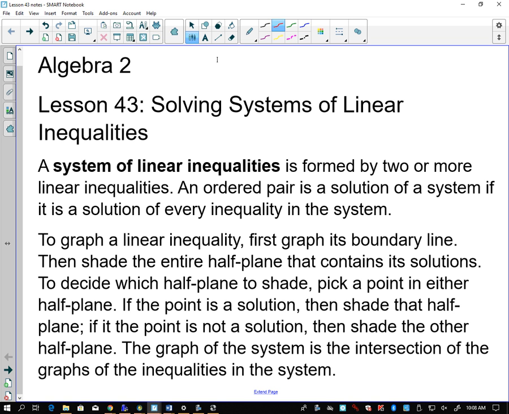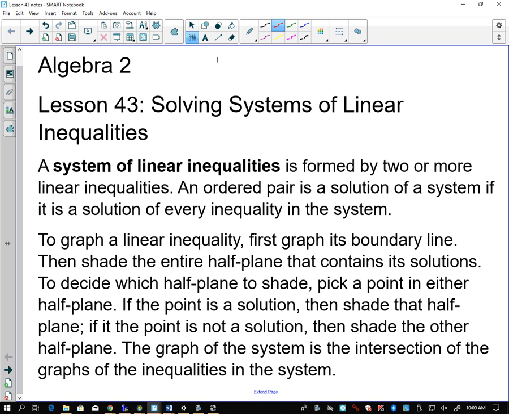Okay, so a system of linear inequalities is formed by two or more linear inequalities. An ordered pair is a solution of a system if it is a solution of every inequality in the system. So we can have more than two, but you have to have at least two in order to have a system. So to graph a linear inequality, and really this is the only page for this information, the rest of it's just working it out and showing it.